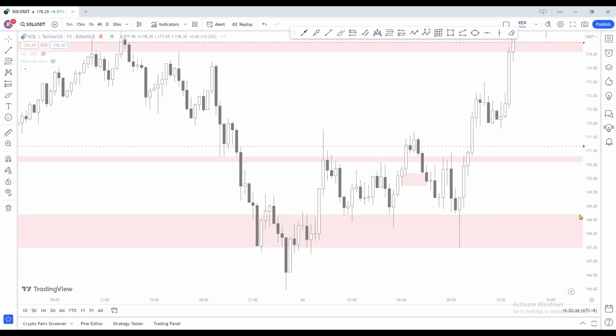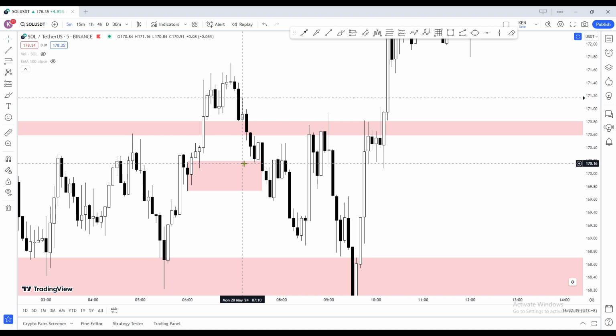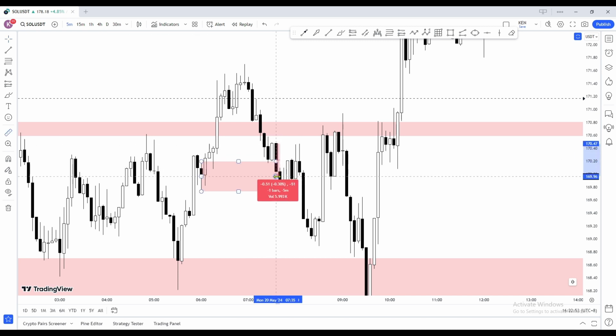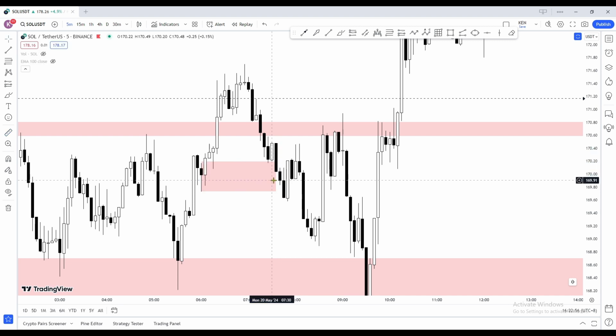So as you can see, we had a fake out and then akala ko yung market ay hanggang dito na and it's going to go up, especially we had this nice bullish candle. So nag-enter ako dito and then place my stop loss at around, I think around here ata. And then I got stepped out. So that's the first one.